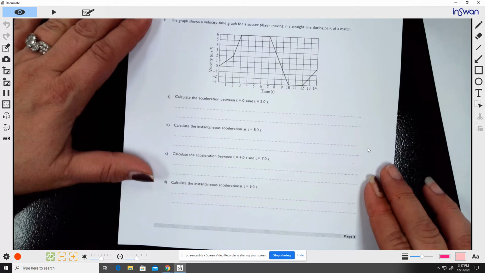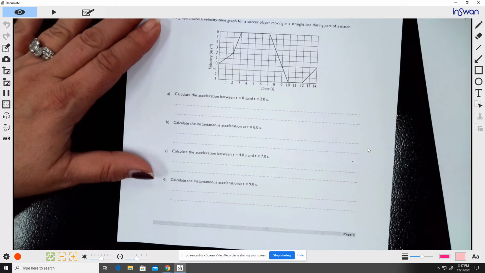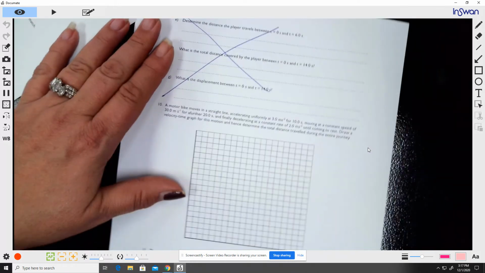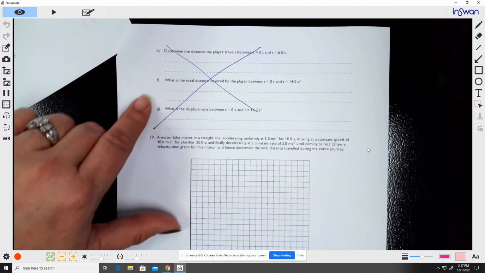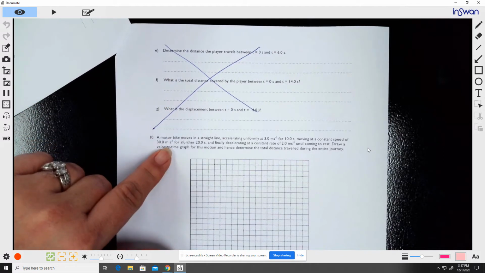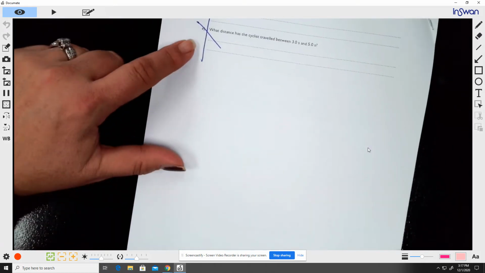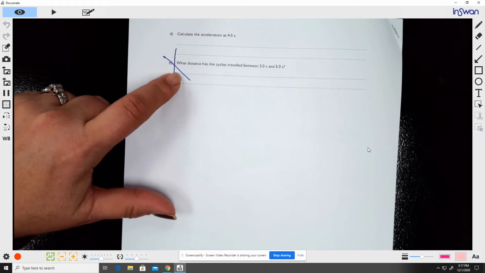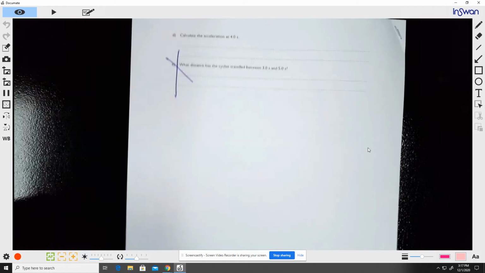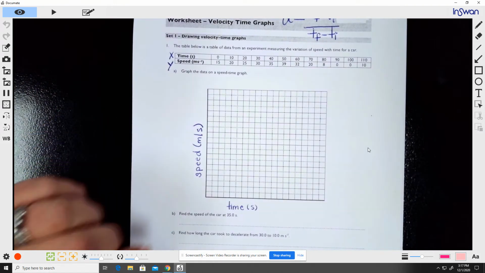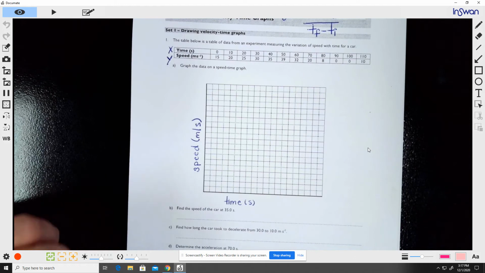All right, number 9, we are good until we get to E, F, and G. Mark those out. Number 10, you're going to construct a graph, and you can answer those questions until you come to, all right, E. All right, so you can mark that one out. So anything that says distance or displacement, go ahead and mark that out on your graph.